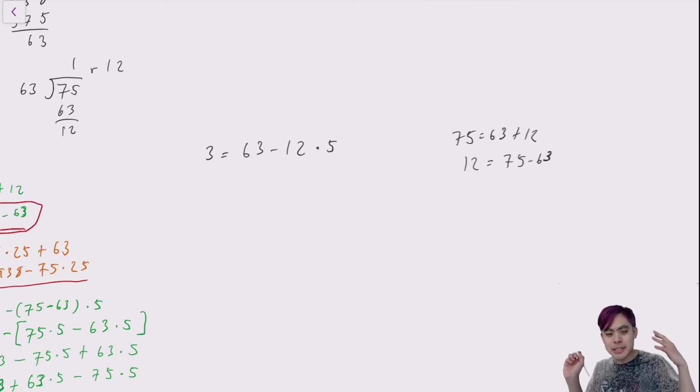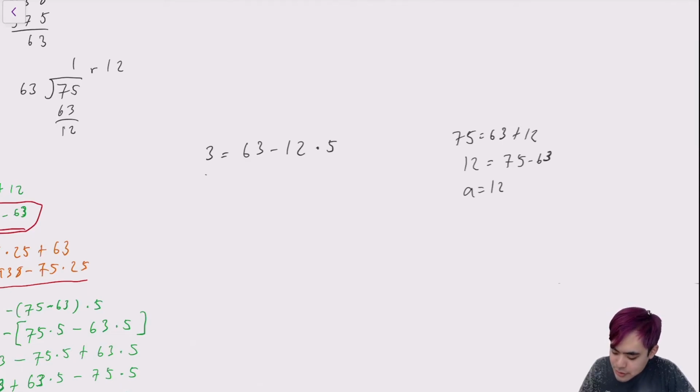So now let's introduce a new variable. Let's say that x is equal to 12. Maybe not x. Let's say, no, we already used x. Let's say a is equal to 12. So let's call a is equal to 12. Okay?